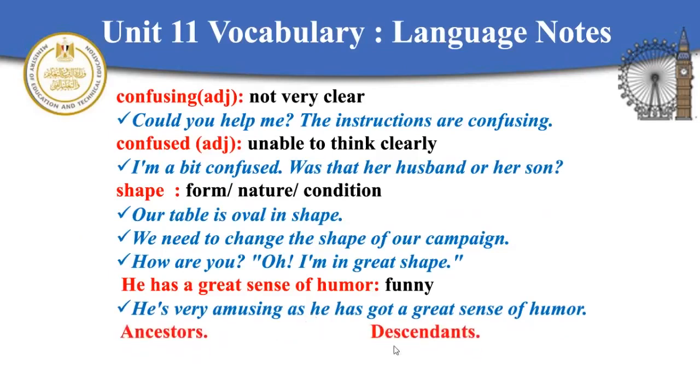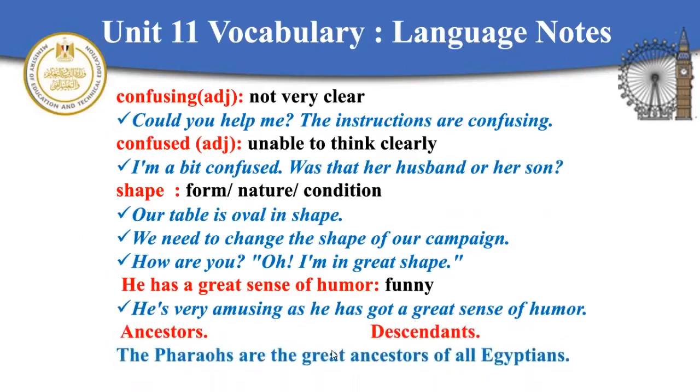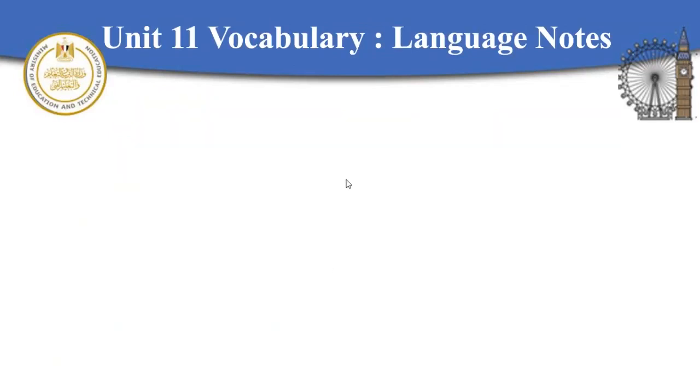Ancestor and descendants. The pharaohs are the great ancestors of all the Egyptians. So we are the descendants of the pharaohs. We are the descendants of the pharaohs. Yes. And here we start with language notes. Yes.